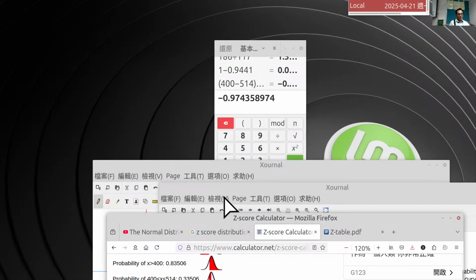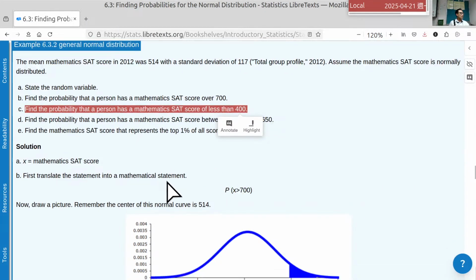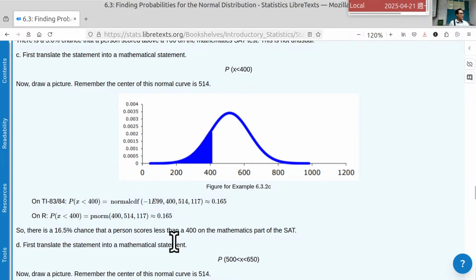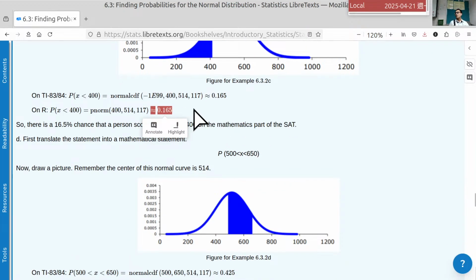Our textbook, where is my textbook? Our textbook is 0.165. Get it?